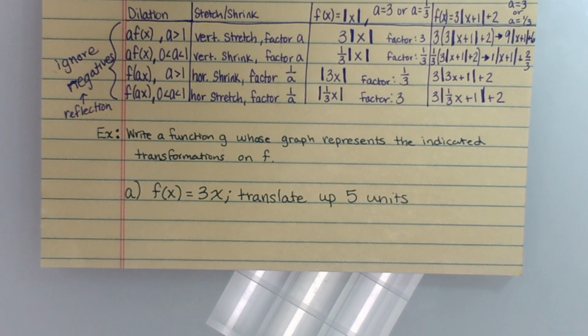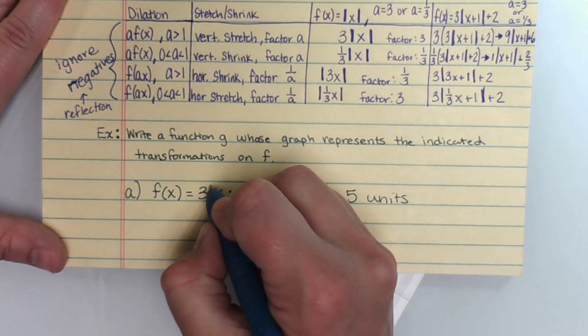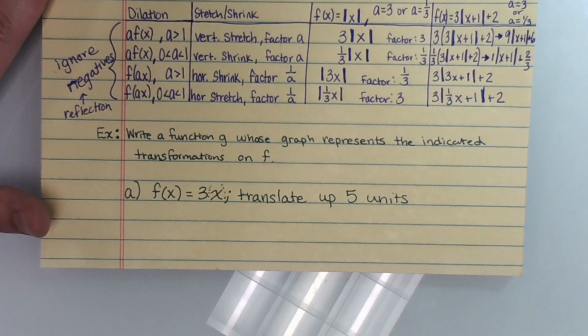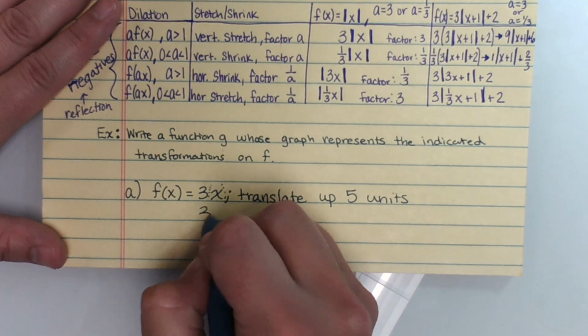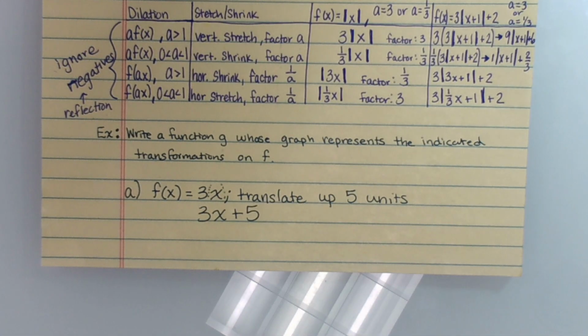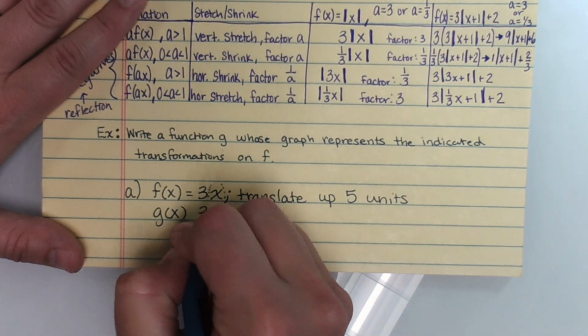If you want to move a function up, what are you going to do to the function? Add inside parentheses or outside? Outside parentheses. Now, if you're wondering where the parentheses would have been in this problem, had we said inside, they would have been here. They're not there. And it says to do it outside. So I take my 3x and I add 5. I simplify if I can. Can I simplify that? No, that's g of x. Ta-da. Done.